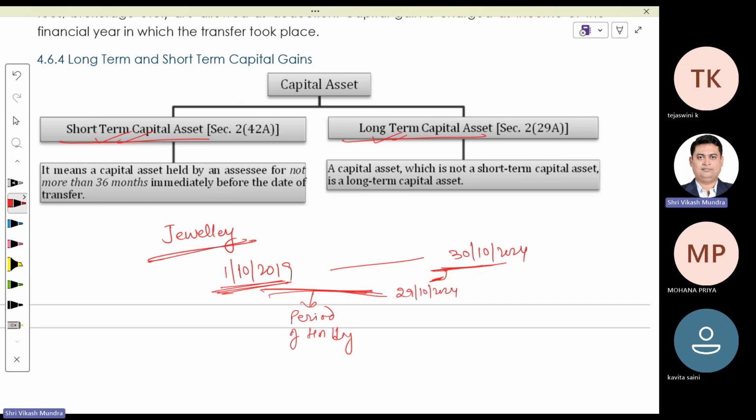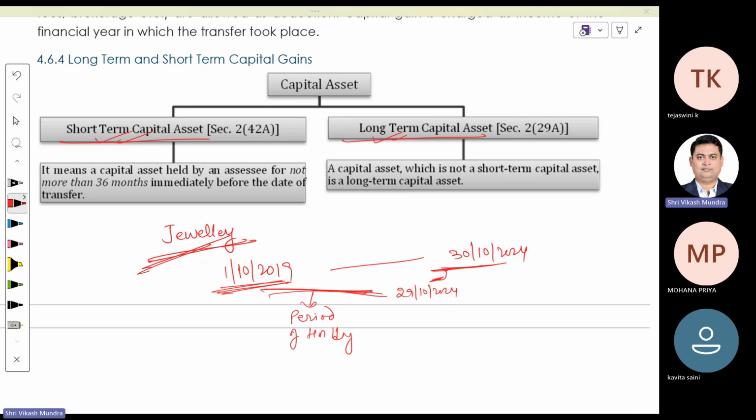If the period of holding in general exceeds 36 months, then this jewelry is considered a long-term capital asset. However, if the period of holding does not exceed 36 months, then this jewelry is considered a short-term capital asset. Is it clear?